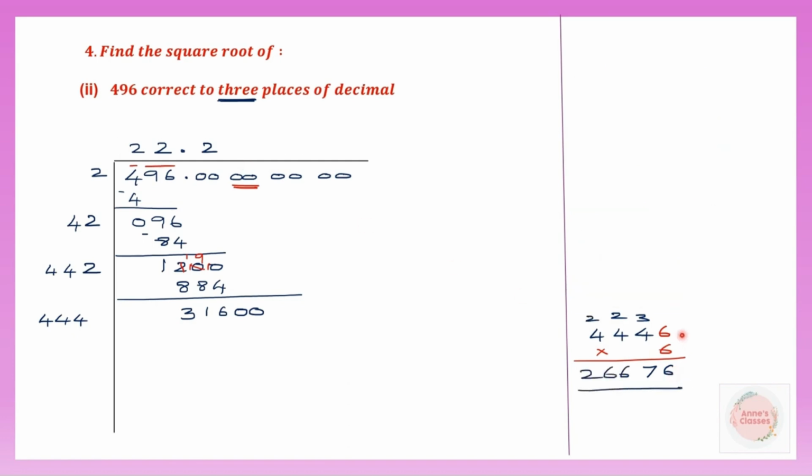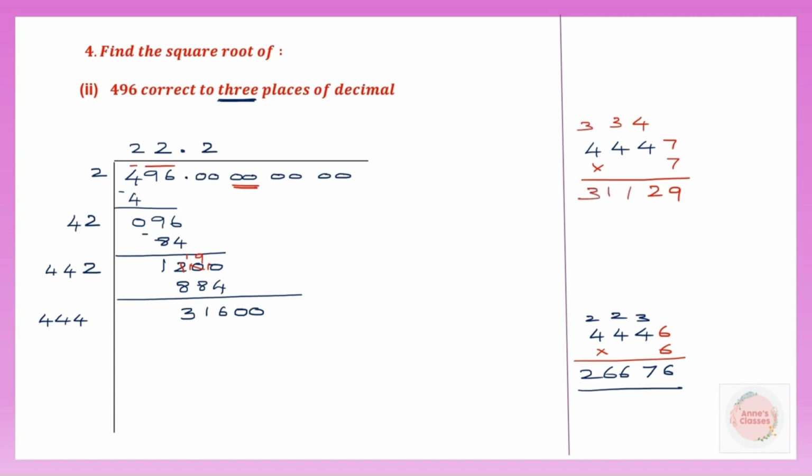Now we can try one more digit. Let's try with 7. So let's try this number 444 and next to that let's put 7 and multiply this by 7 and see what we get. 7 7s are 49, carry 4. 7 4s are 28 plus 4 is 32, carry 3. 7 4s are 28, 29, 30, 31, carry 3. 7 4s are 28, 29, 30, 31.